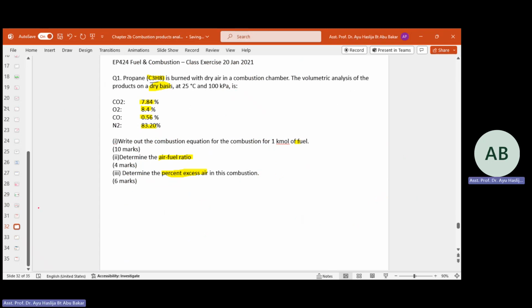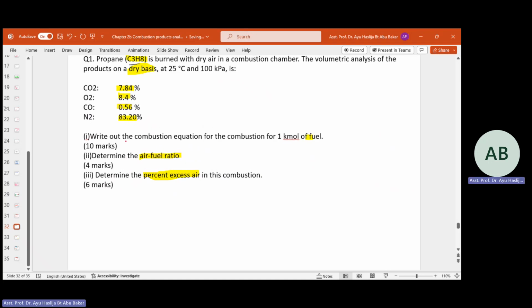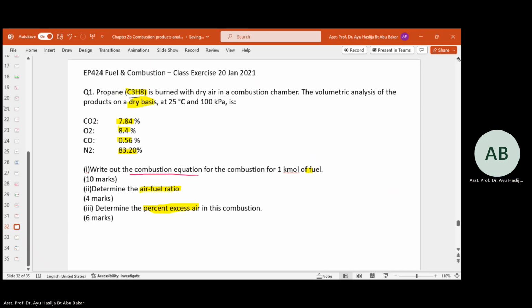Nah, this ada exercise. Dekat dalam slide you ada tak exercise? Exercise yang sama. Okay, yang dalam slide you dekat ni dia tulis stoic equation kan? Just amend it to be the combustion equation. Okay, yang ni you try buat at home. Try submit by Wednesday.